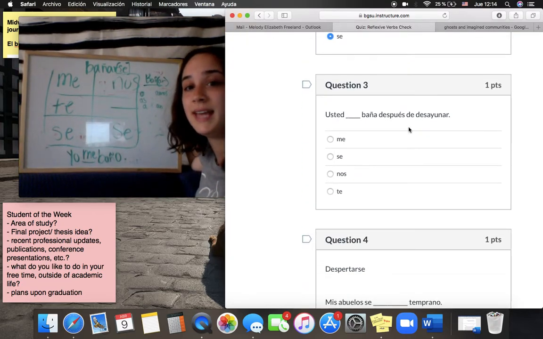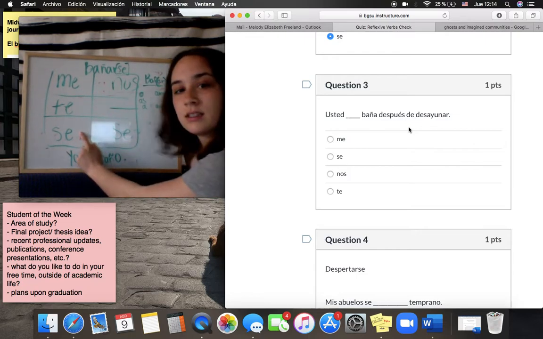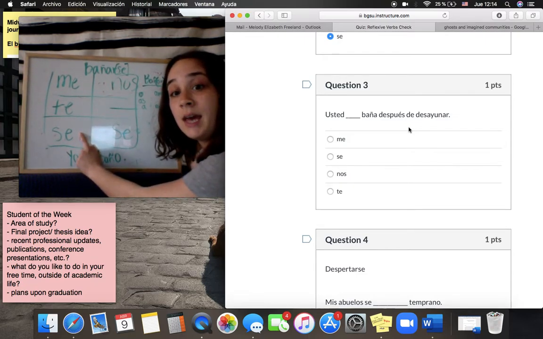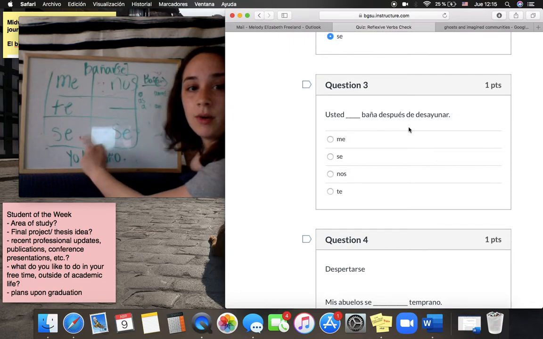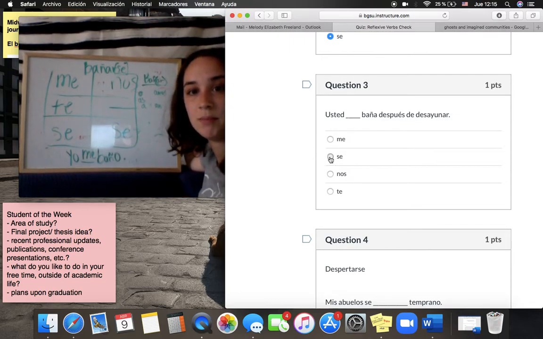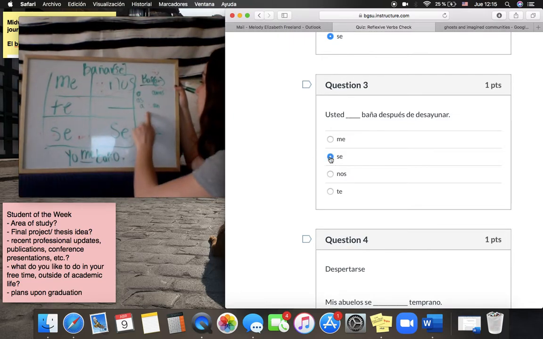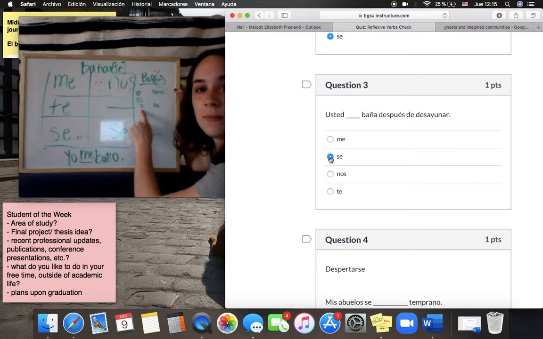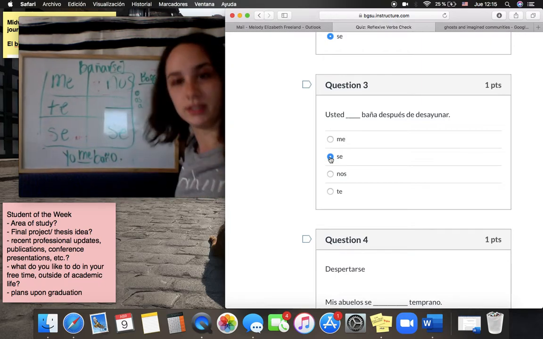Number 3, usted, we know that's this box. Se baña. What's nice is these are both the same. They're both always se. Se baña. Again, if it's usted, we know our ending is just a. Se baña después de desayunar.